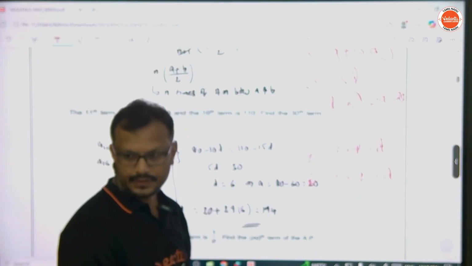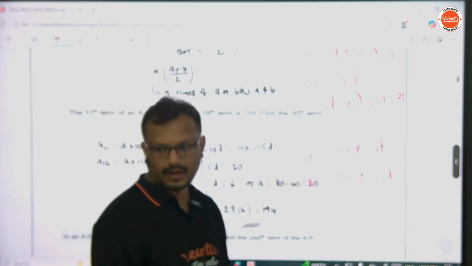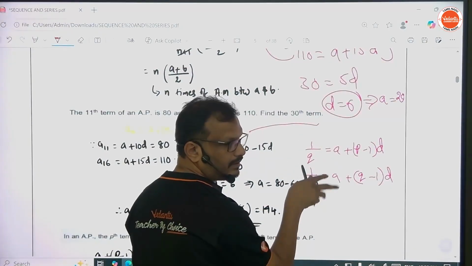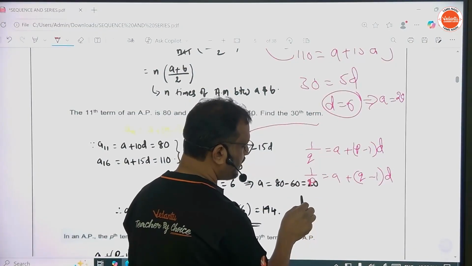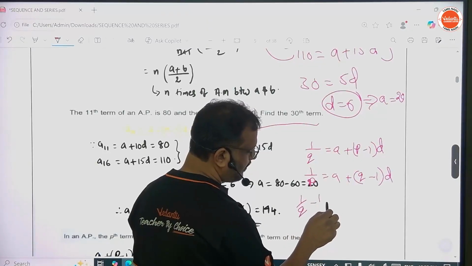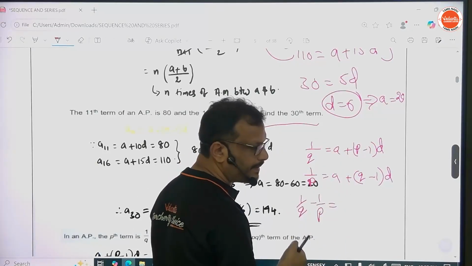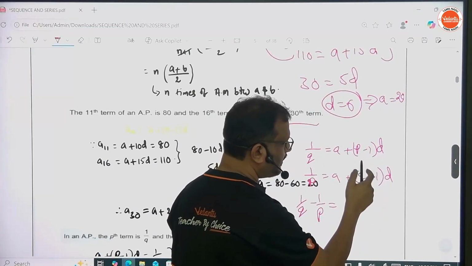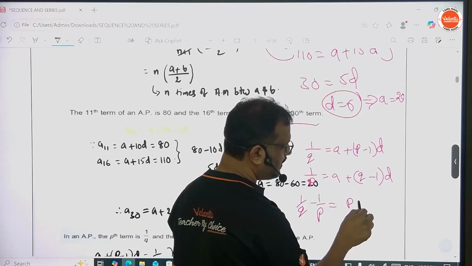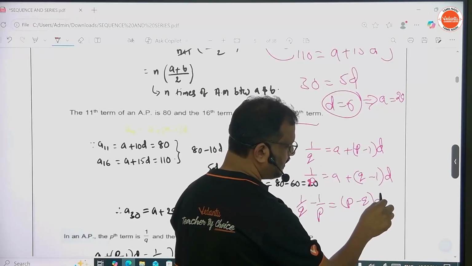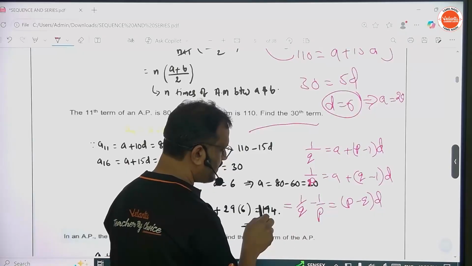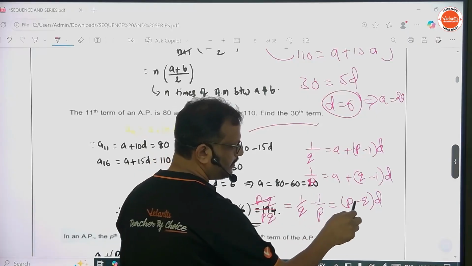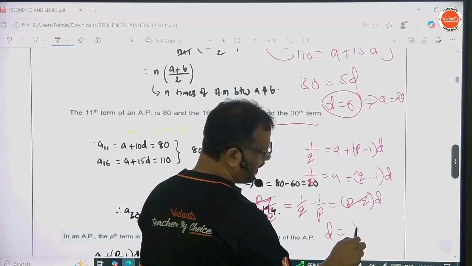So you have to take the difference of these two. If you know the values of A and D, you can get them. So the difference of these two is what? Anything you can take. This minus this: 1 by Q minus 1 by P equals A minus A, which will be 0, plus (P minus 1 minus Q minus 1) into D. That means the 1 will get cancelled, so (P minus Q) into D. If you take the LCM here, this will be equal to (P minus Q) by PQ. So you can cancel P minus Q. Therefore D equals 1 by PQ.